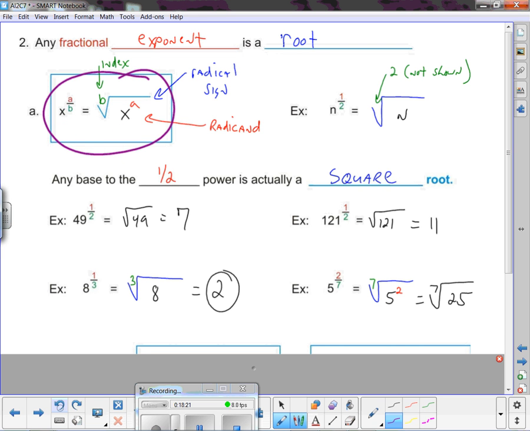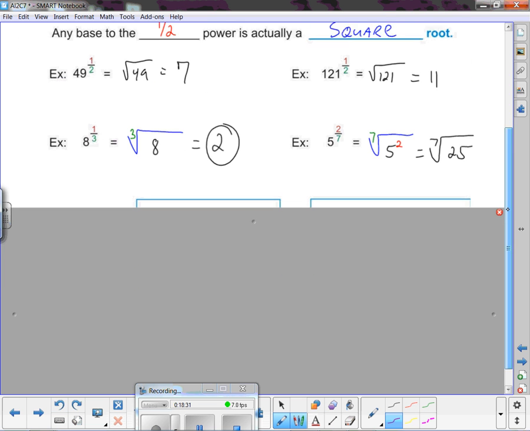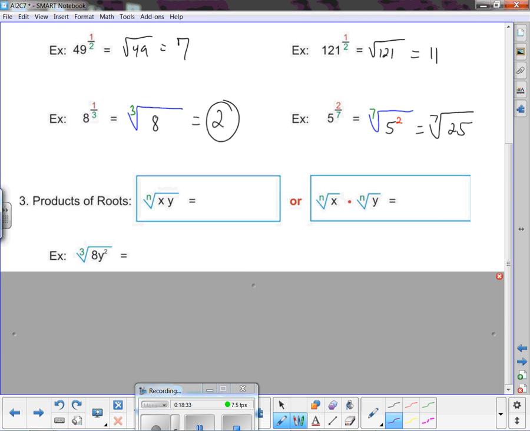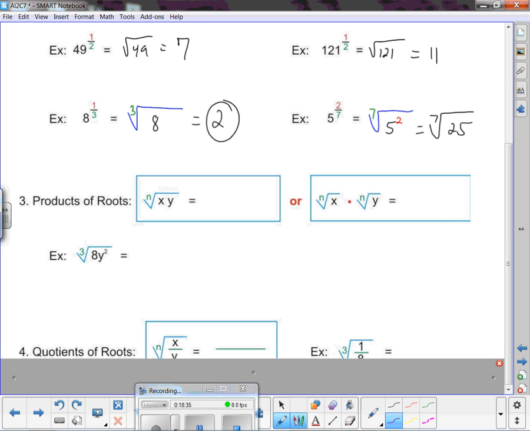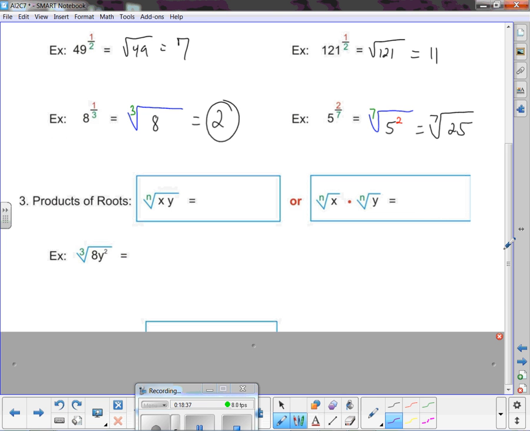And so what kind of fractional exponents? Half power is a square root. Third power is a cube root. 1/4 power is a fourth root, etc. All right, let's go on to this next situation here, and that's the products of roots.